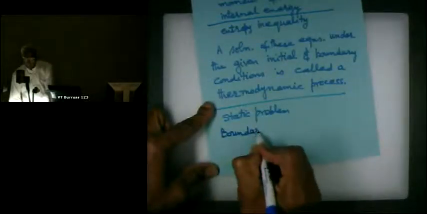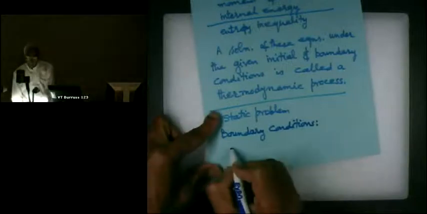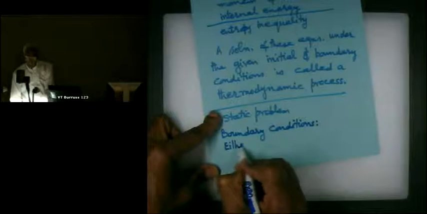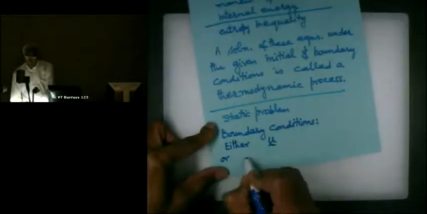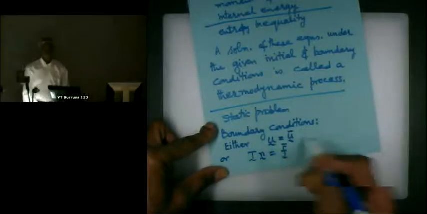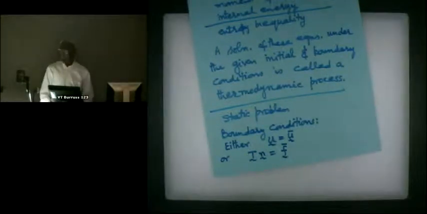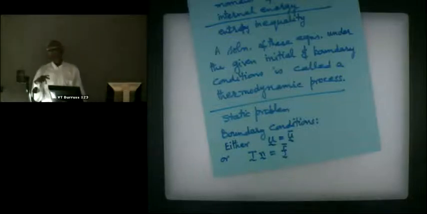And there are two types of boundary conditions. So the boundary conditions we need for a mechanical problem: either you can prescribe displacements U or surface tractions. So either we have U equal to U bar at a point, or we have Tn equal to F bar at a point. The quantities with an over bar, this U bar and F bar, are given. Like in the pressure vessel problem, that's an example in the book.